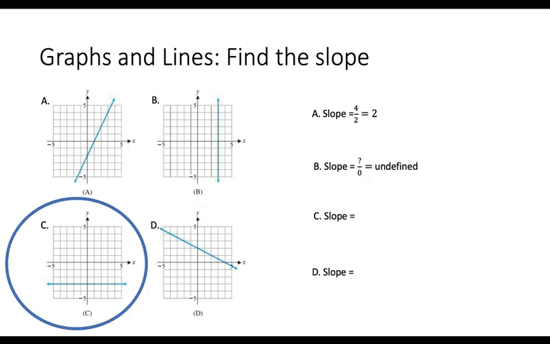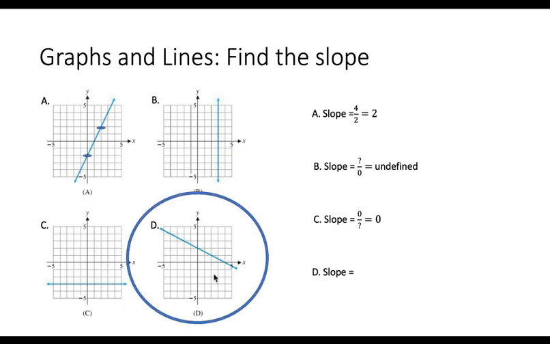Let's look at C next. In letter C, now we are moving left and right, but we're not going up any. So that upward movement is 0, and so our slope is 0 for letter C. So when we have a horizontal line, the slope is 0. When we have a vertical line, the slope is undefined. Okay, last we have D.